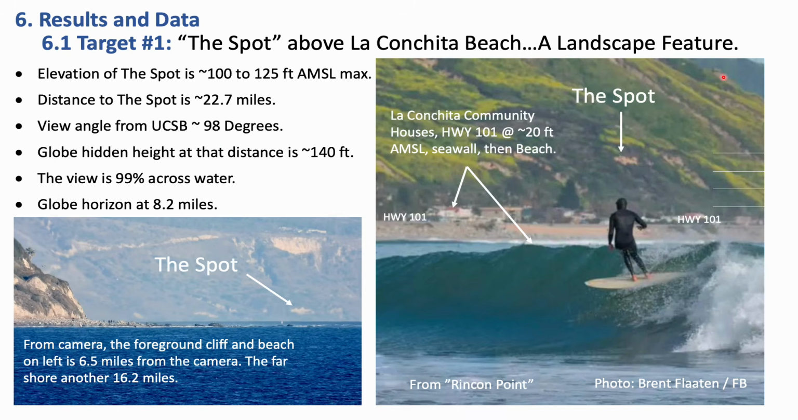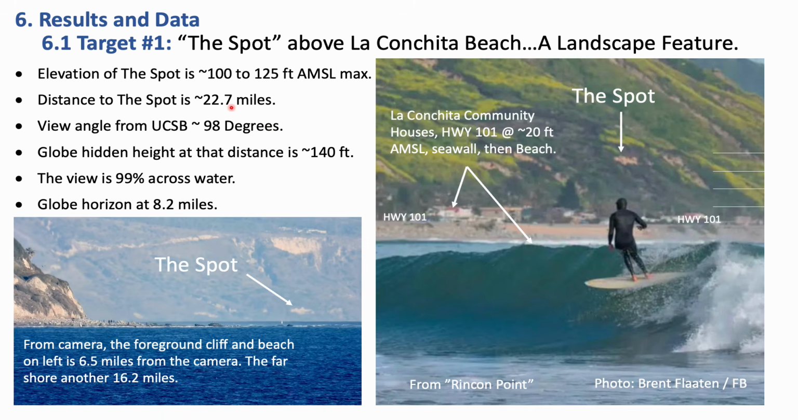Results and data. So I picked 3 targets in my field of view. This one is the spot above La Conchita Beach. It's a landscape feature. You can see it here on the right above La Conchita Beach. This is a community. These are the stables over here. It's taken from Rincon Point surf spot by this guy here. He's an excellent photographer. Anyway, the spot's estimated to be about 100 feet above mean sea level.